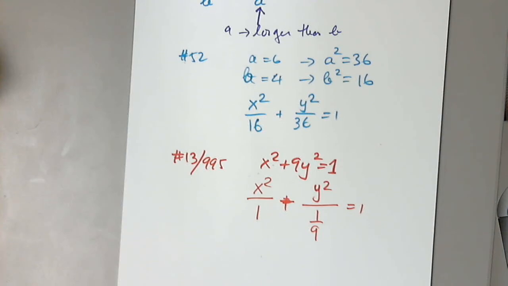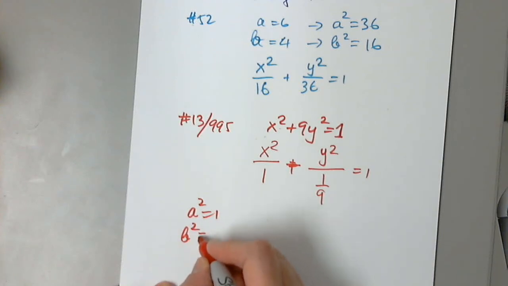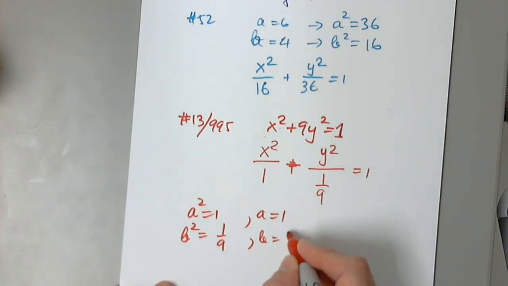And I had to flip this into 1 over 9 in order to be able to determine the a and the b. Obviously, this is bigger than this. This must be a squared, this must be b squared, and the major axis is on the x-axis. Do you agree with that? Yes. Okay, so then a squared equals 1, and b squared is 1 over 9, which means a is 1 and b is 1/3.